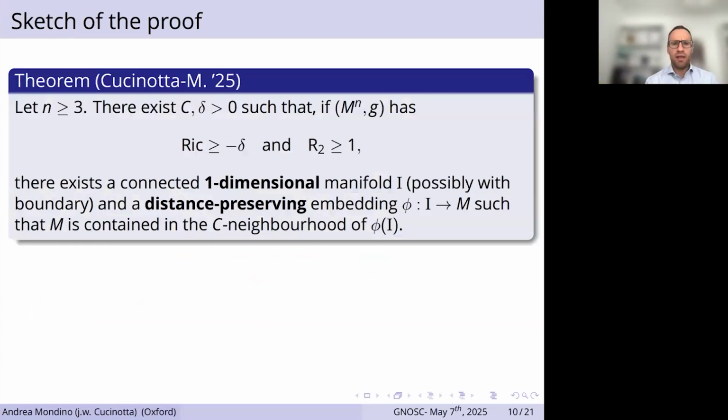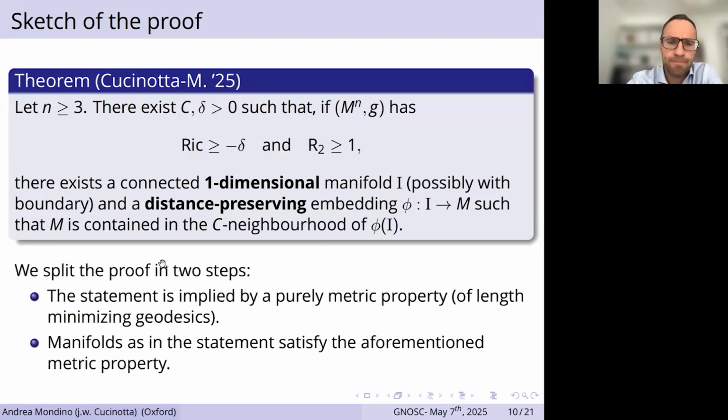Okay, so now let me recall again the statement of what we want to prove. Now I want to sketch the proof of this main result. So in any dimension, we have Ricci almost non-negative. We have the sum of the first two eigenvalues of the Ricci being positive, say bigger or equal than 1/2. Then we want to prove that there exists an isometric embedding, a distance-preserving embedding, phi of a one-dimensional manifold I into M, such that M is contained in the C-neighbourhood of this image, phi of I.